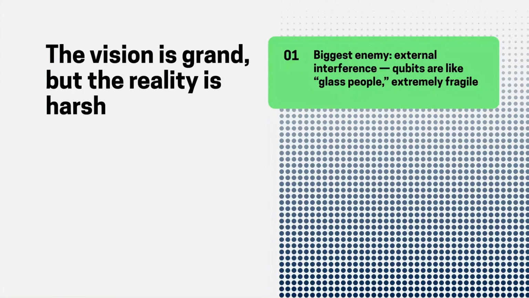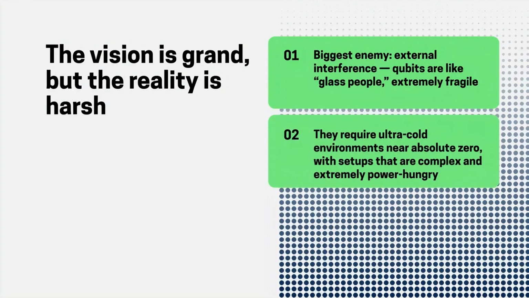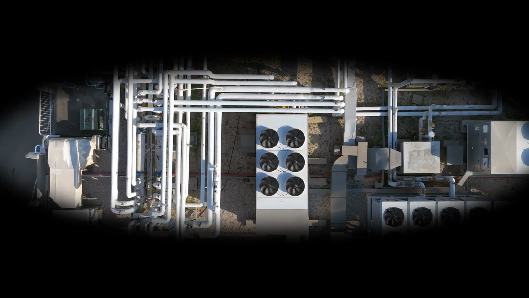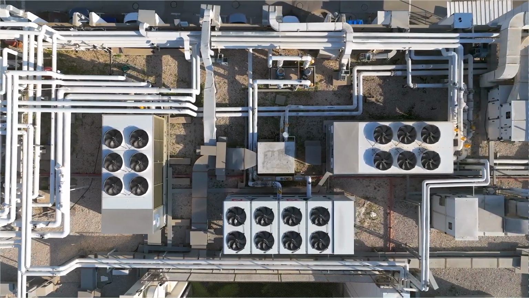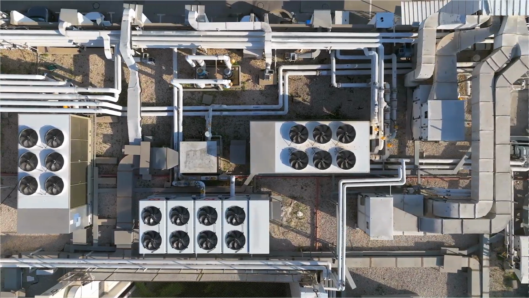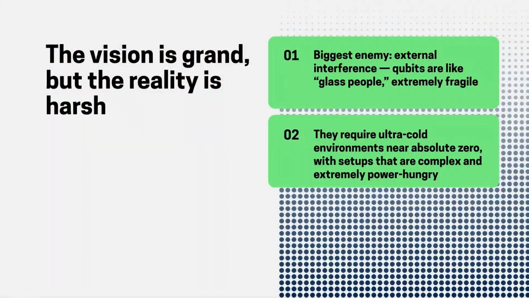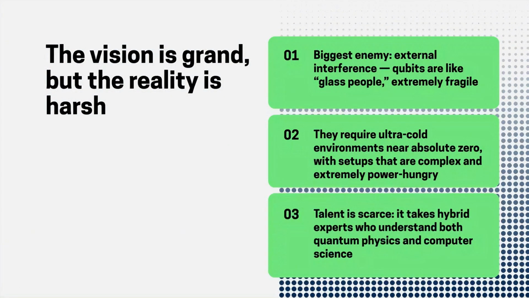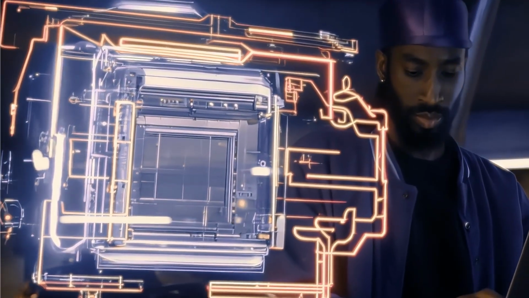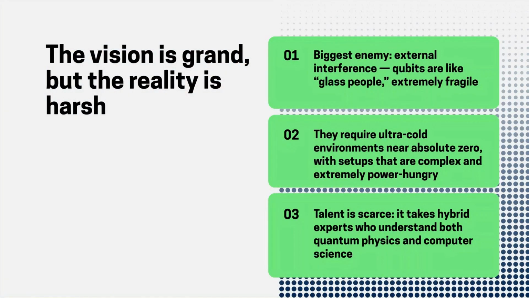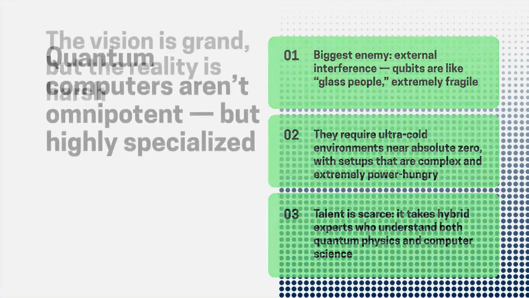This is why current quantum computers have to be placed in an extremely cold environment, near absolute zero, to block out all those tiny thermal and electromagnetic noises. And building that environment is incredibly complex and consumes a massive amount of energy. Not to mention, quantum computing has its own unique programming languages and algorithms that are completely different from what we're used to. This means we need to train a whole new generation of experts who know both quantum mechanics and computer science, and that's a very scarce resource right now.